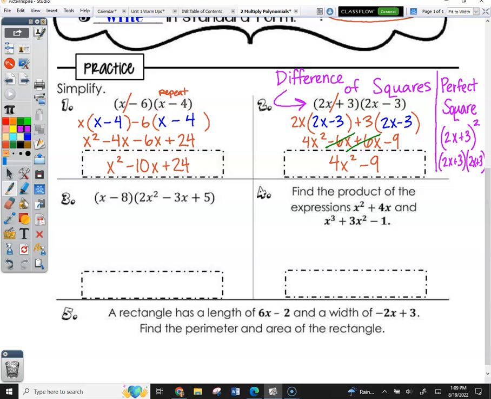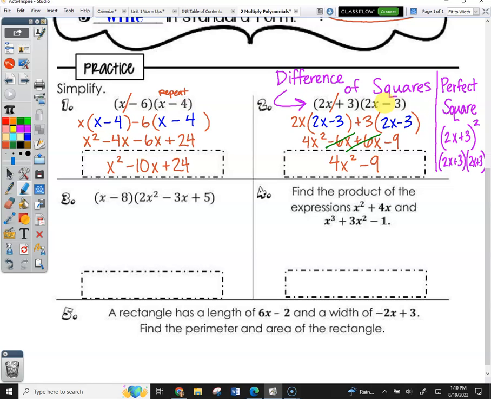Okay, look at the difference. Focus your attention here and here. What's the difference? There's only one difference. There's a sign difference, right? It's a negative right there. Hence the name difference of squares.